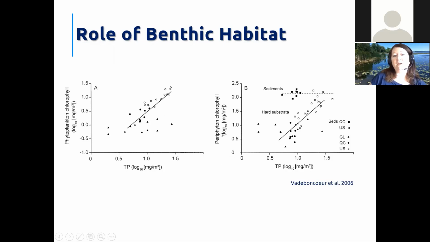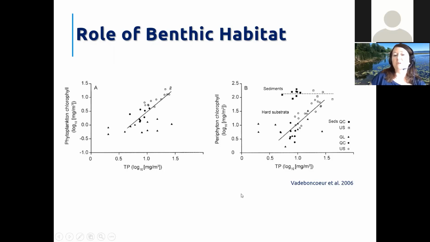But when you compare with periphyton growing on hard substrata, so think of epilithic periphyton, versus periphyton growing on sediments, so epipelic periphyton, there's no relationship. So why would there be a difference between periphyton growing on sediments and periphyton growing on hard substrata? Really the conclusion here is that periphyton growing on hard substrates like rocks depend on water column TP, and you actually see that here. Whereas periphyton growing on sediments are not dependent on water column TP, and so they are likely getting their nutrients directly from the sediments.